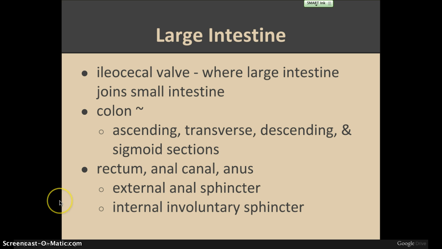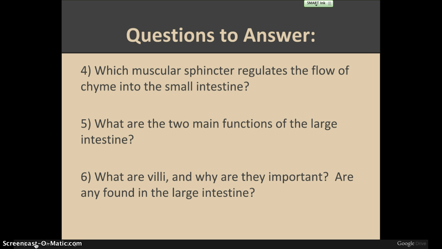So I'll let you think about that one for a minute. All right, so we've got ending with the large intestine here. And a few more questions to answer. So going back, looking at your notes thus far, go ahead and within your note packet, answer these questions. And we will talk about these 3 and the first 3 that you answered halfway through the notes. Any questions we'll talk about in class as a class.